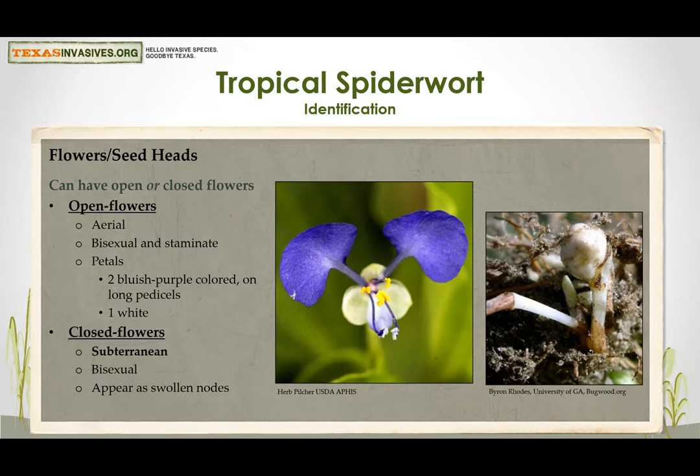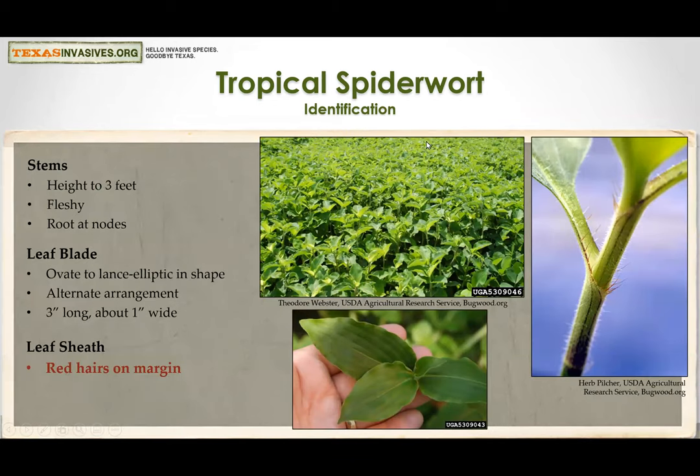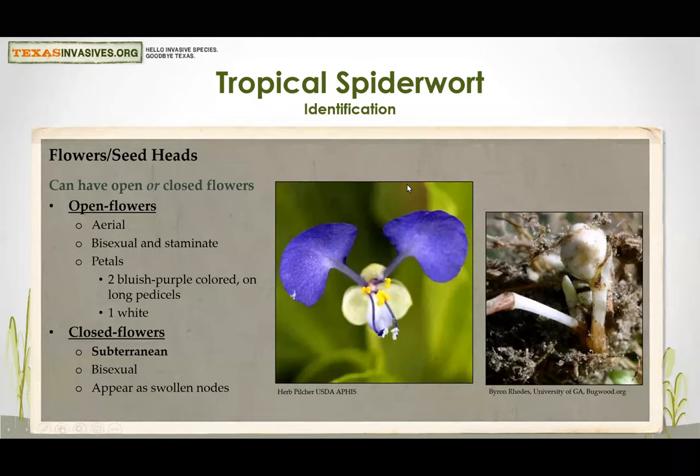But the open flowers are very distinct, thankfully, because except for the red hairs on the leaf sheath, the plant overall is pretty general, kind of hard to confirm. So the open flowers, these are the ones that would be above ground, they're aerial.